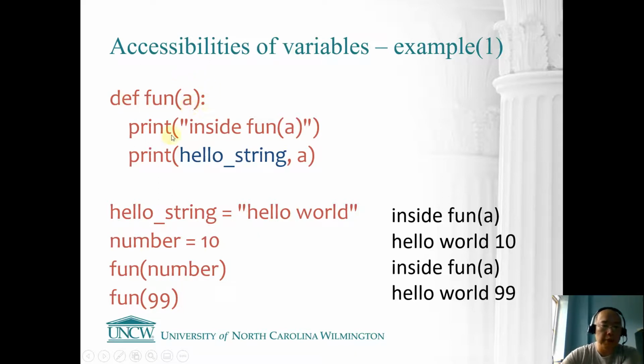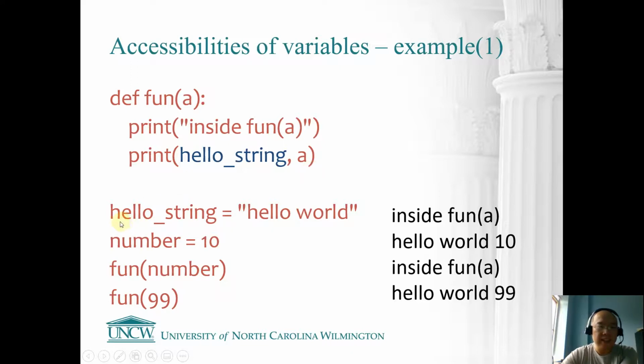It takes a parameter A, and then I'm printing inside function A and printing hello string A. So what is hello string? I don't have hello string defined in the local scope, right? So it has to be a global variable name to make the function work. And then how about A? I do have A. A is a local variable name. Okay, so now in this function, I'm printing a global variable name plus a local variable name.